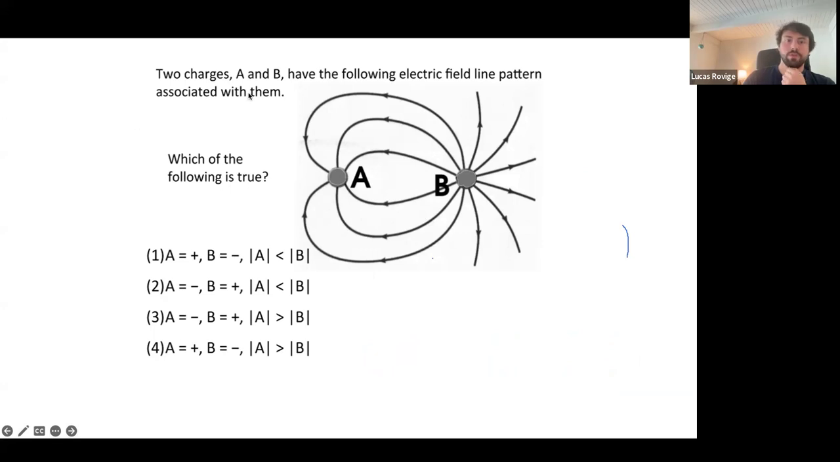Okay, so we have two charges, A and B, and I'm not giving you the relative sign of those two charges. I'm not telling you which one is positive, which one is negative, or if they are both positive or negative, nor the amplitude. But what I give you is this electric field line pattern, and based on this pattern, what can you say about the sign and amplitude of those charges?